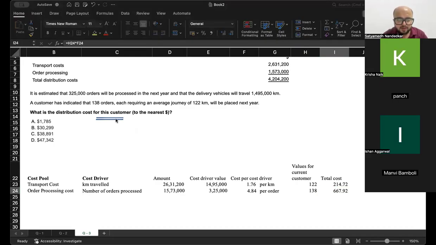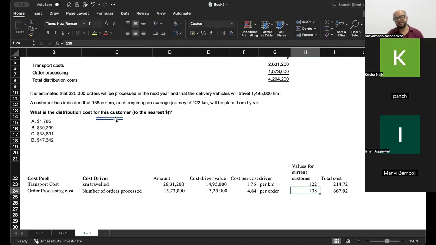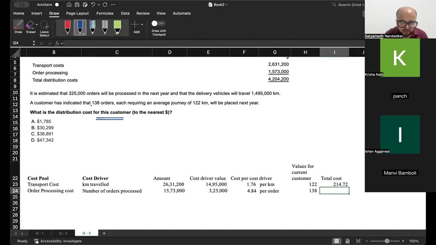So, what should we do next? Is this the answer, or do we need to do something else here? Sir, I think it is each order of 122 kilometers. Correct. So, the choice of words here is very, very important, which is why this is a tricky question. A customer has indicated that 138 orders, each requiring a journey of 122 kilometers. So one order needs a journey of 122 kilometers, and there are 138 such orders, each requiring a journey of 122 kilometers.